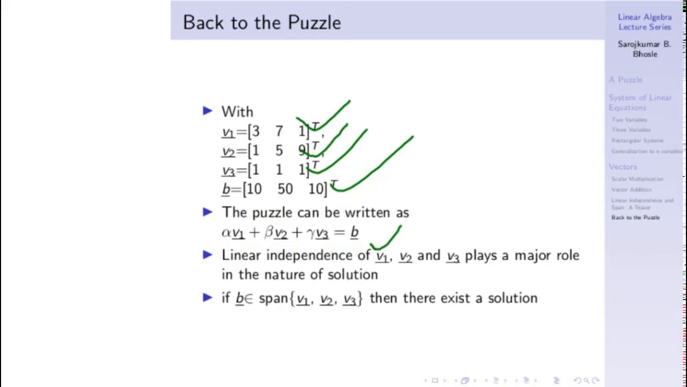Now linear independence of v1, v2 and v3 plays a major role in the nature of the solution. If b lies in the span of v1, v2 and v3, then we say that there exists a solution, and if b does not lie in this span, then there is no solution. So that's all about the basics of vectors and systems of linear equations, and we will see you in the next module. Thank you for watching.